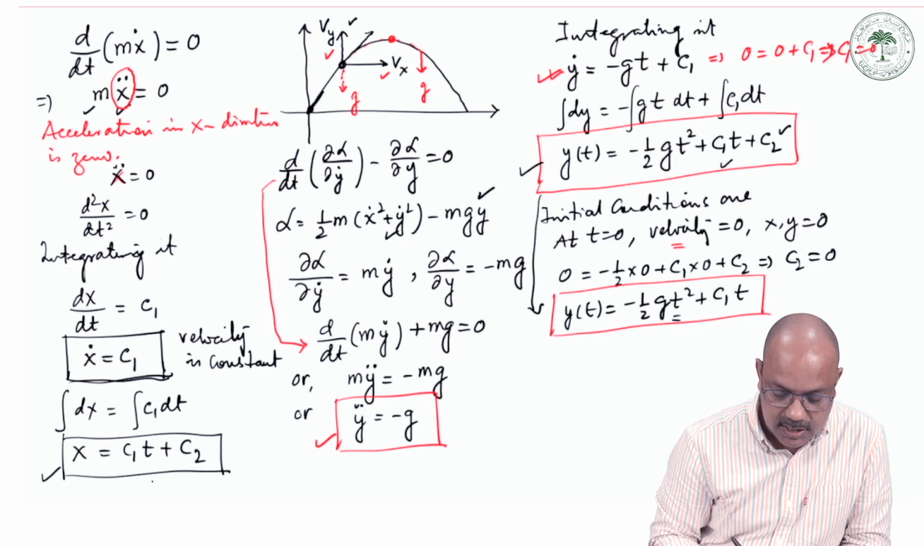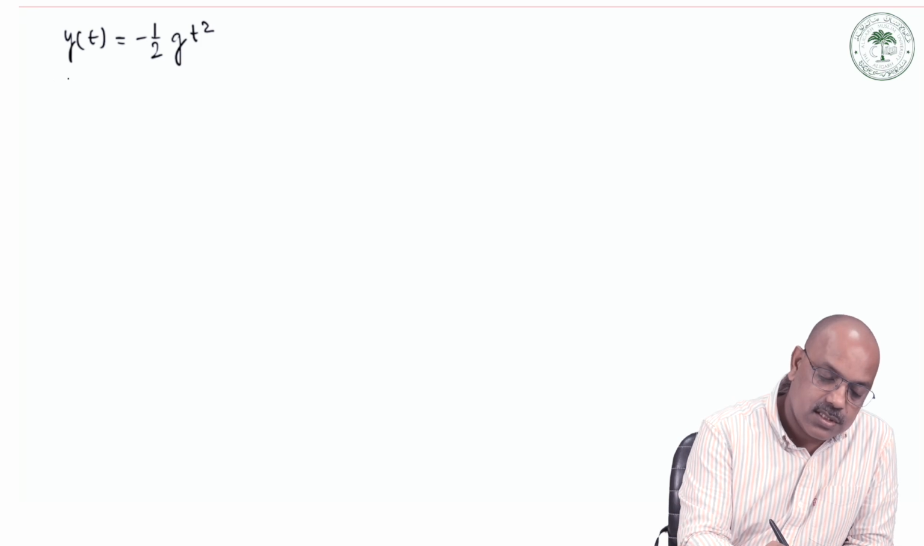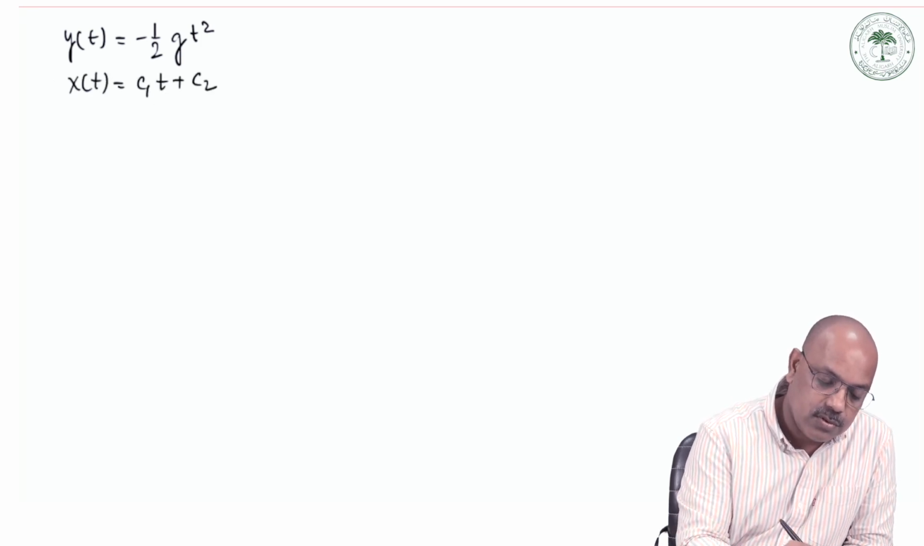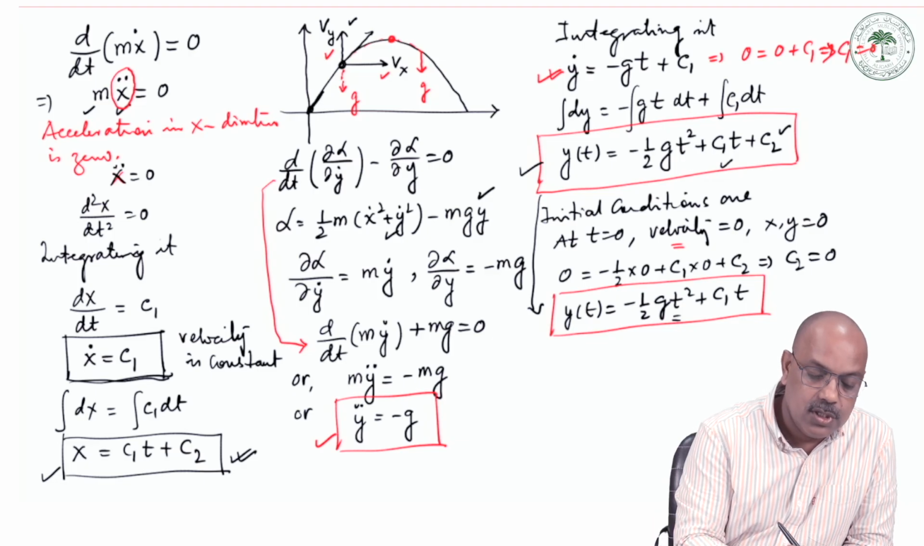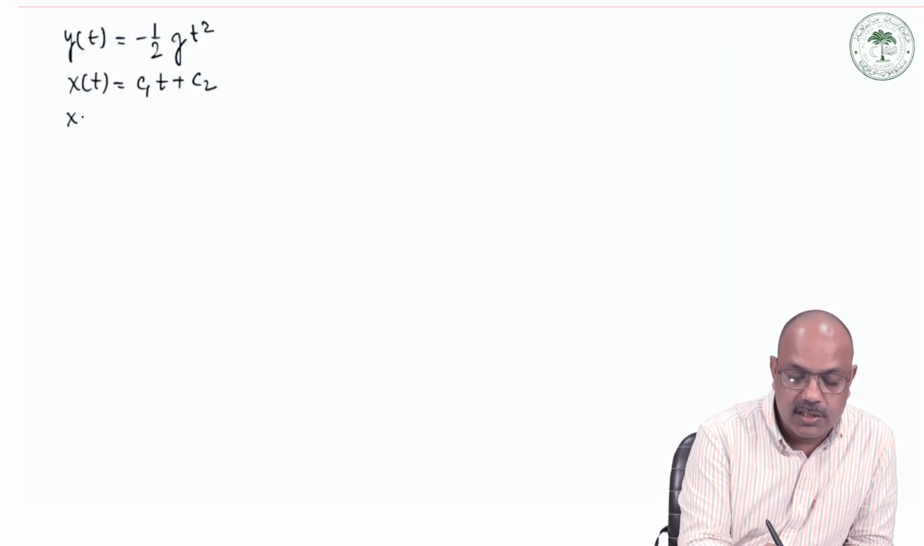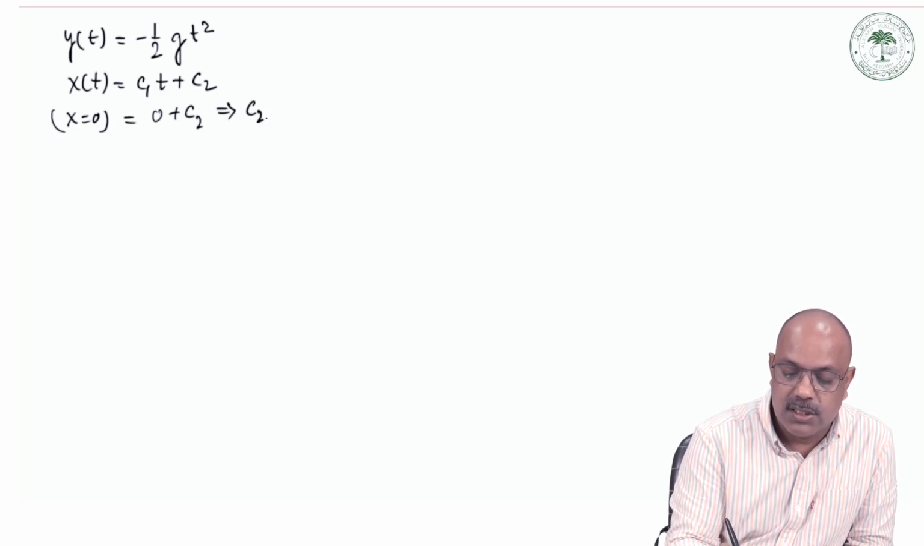In the same way, if you apply the same boundary condition, what you get for x(t) is c1t plus c2. If you put the condition that x is 0 at t equal to 0, then it is 0 plus c2, and this gives you c2 equal to 0.